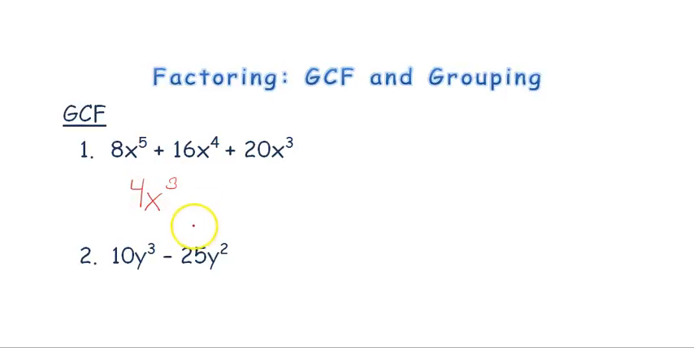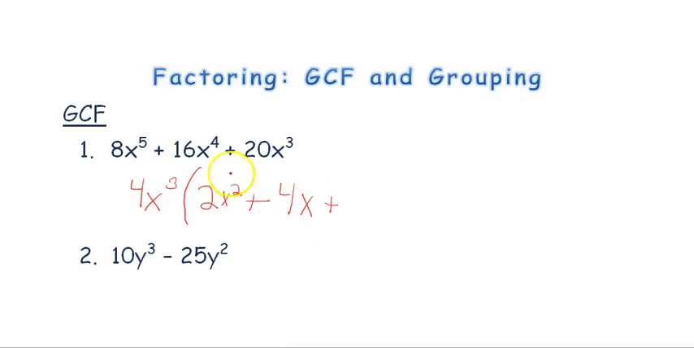And the way that we factor, we don't just write down the GCF, you actually put a big parentheses and you write what would be left once you divide that out. So if you divide 8 by 4, you get 2. And if you take 3 of the x's out of the 5, you have x squared left. Then there was a plus, and 16 divided by 4 is 4. And if I took 3 x's out of the 4, there's 1 left.